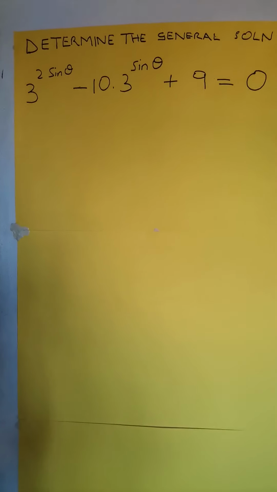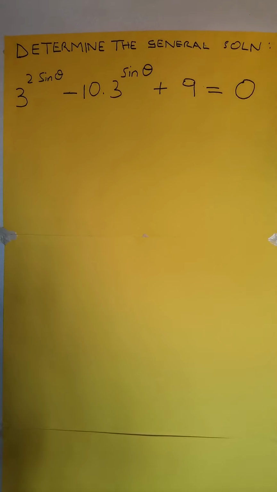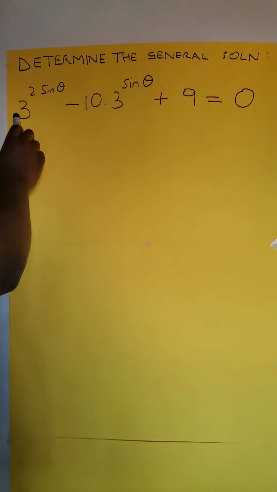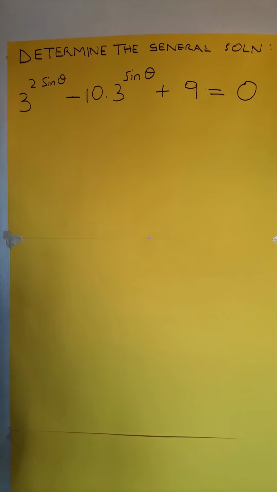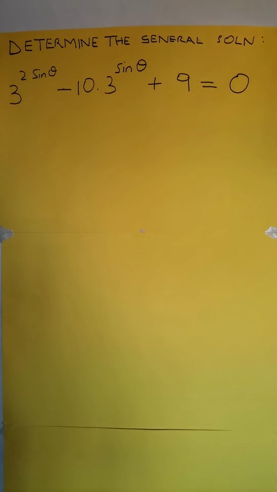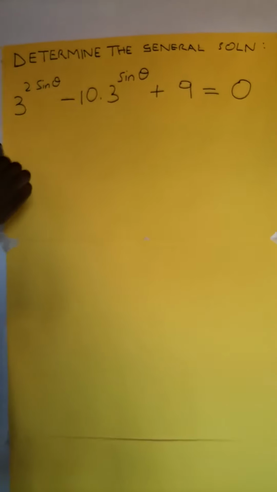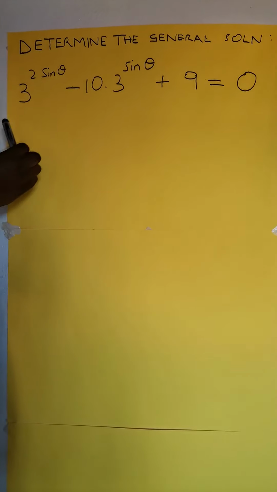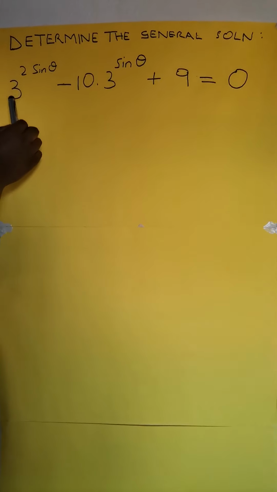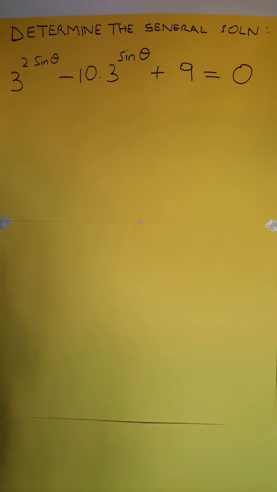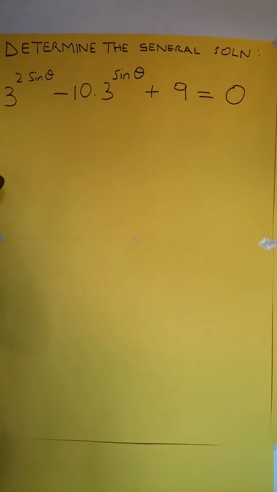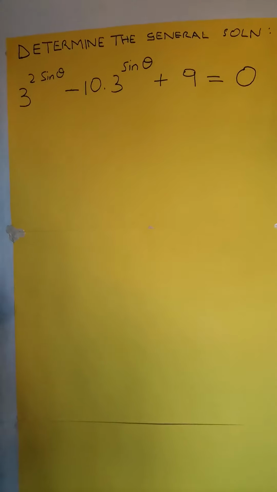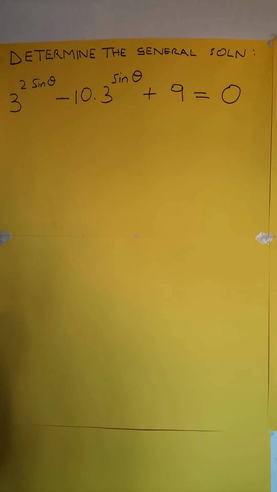Okay, so if you look carefully, you will see that 3 to the exponent sine theta is common on both the first term and the second term. Therefore, if we can try and make this equation look like something we've seen before, and associate a variable to 3 to the exponent sine theta, you will see that we will have a variable on the first term that will also appear on the second term, and then this problem will look very familiar, something that we've dealt with a number of times.